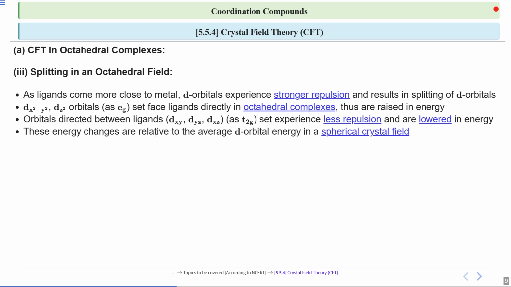Now these energy changes are relative to the average d orbital energy in a spherical crystal field. So basically, in the spherical crystal field there is an average d orbital energy, and the energy changes, whether it is raised for eg or lowered for t2g, are relative to the average d orbital energy present in the spherical crystal field.